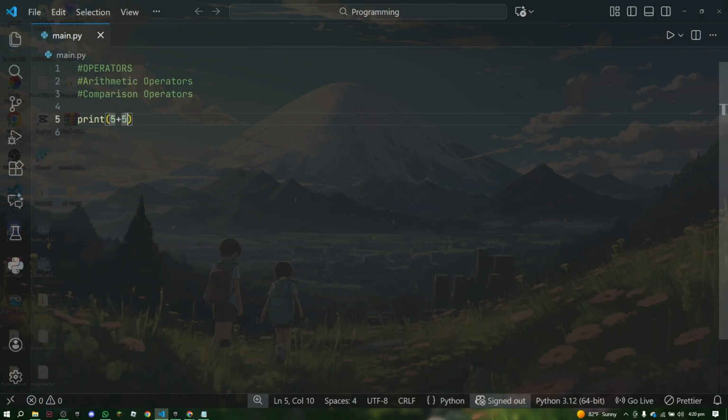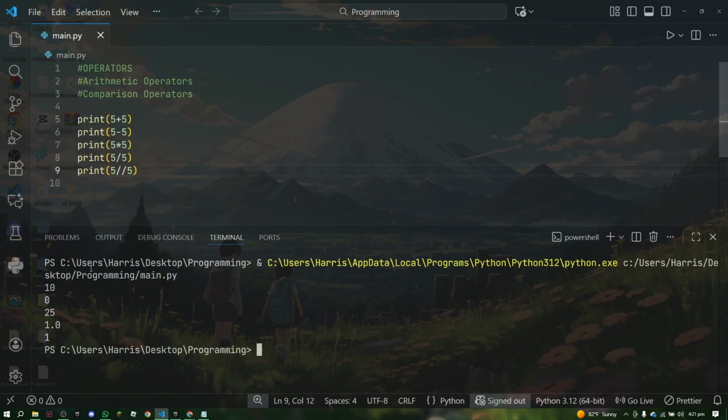And same goes for the rest of them. So I'm just going to copy and paste this a bunch of times. And we're going to go minus. To multiply, we use the star. To divide, we use the slash. And then this is going to be a double slash. And I'll show you why in a second. You run this command, and boom.